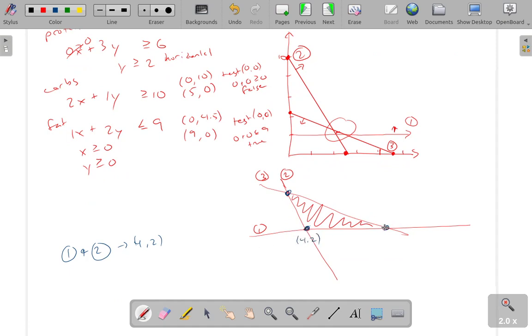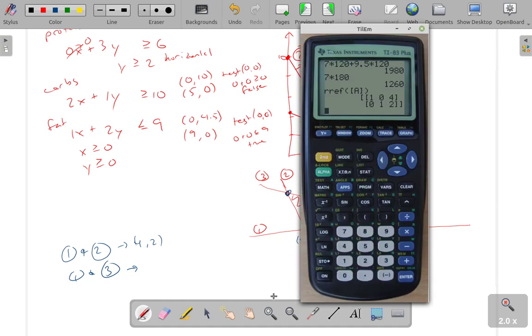Let's do lines 1 and 3. Line 1 is already in there, it's 0, 1, 2. Line 3 says 1x plus 2y equals 9. It's a 2 by 3 matrix. So when I run RREF on that, I get the point (5, 2).